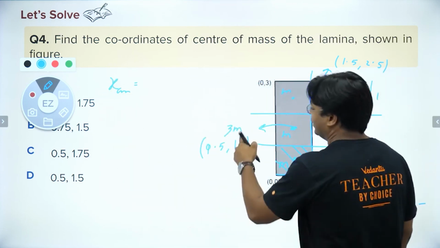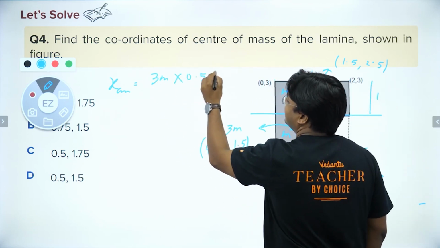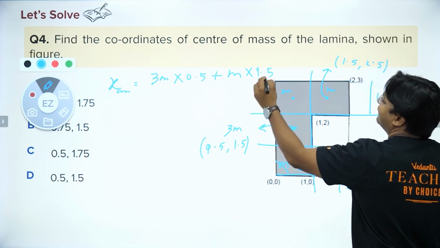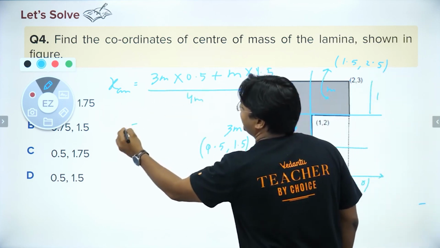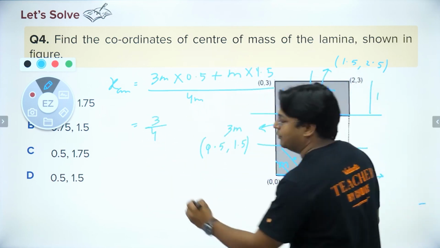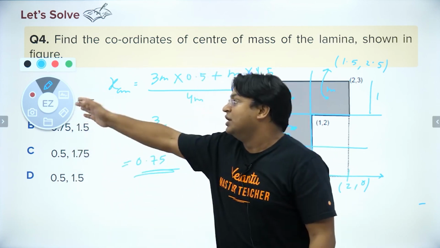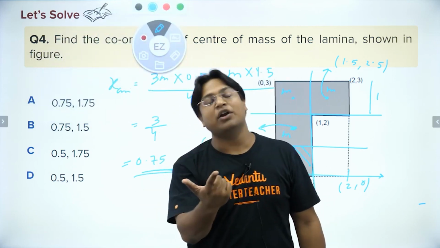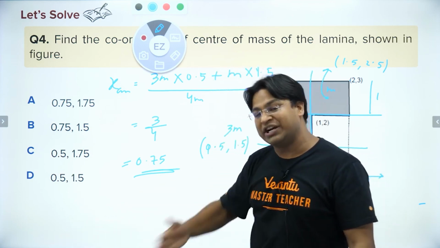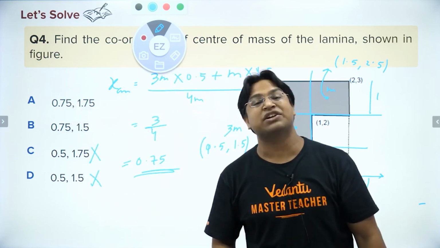How will you figure it out? You will multiply mass, that is 3m, with the distance, which is 0.5, plus the mass of this particle, which is m, multiplied by 1.5, divided by the total mass, which is 4m. So we end up with 3 by 4, which is 0.75. So if I check only this coordinate, let's search for this. If there is only one option that says x coordinate is 0.75, I need not solve for the y coordinate. I can straight away click that option, but unfortunately we have two options that say the x coordinate is 0.75.